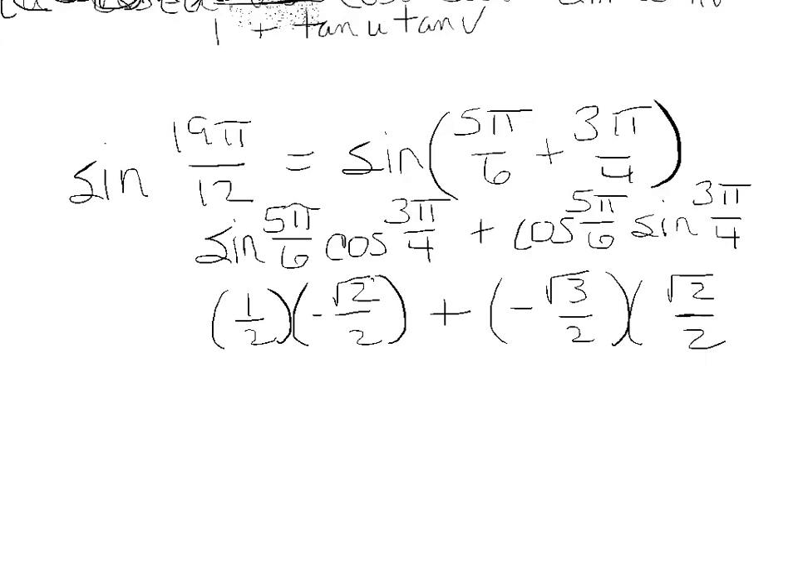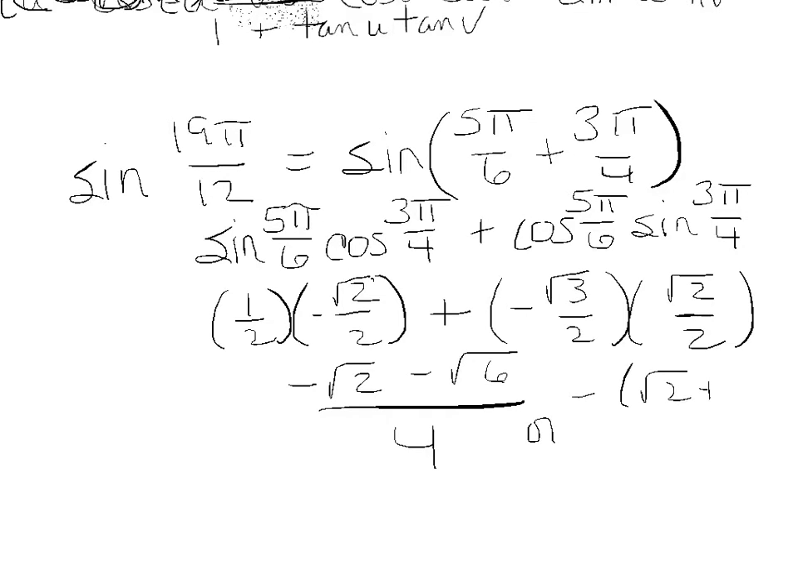Notice you're going to see these same numbers popping up a lot. So here we get a negative square root of 2 minus a square root of 6 all over 4. And that is an exact answer. You could also write it as the opposite of the square root of 2 plus the square root of 6 all over 4. Those are the same answer.